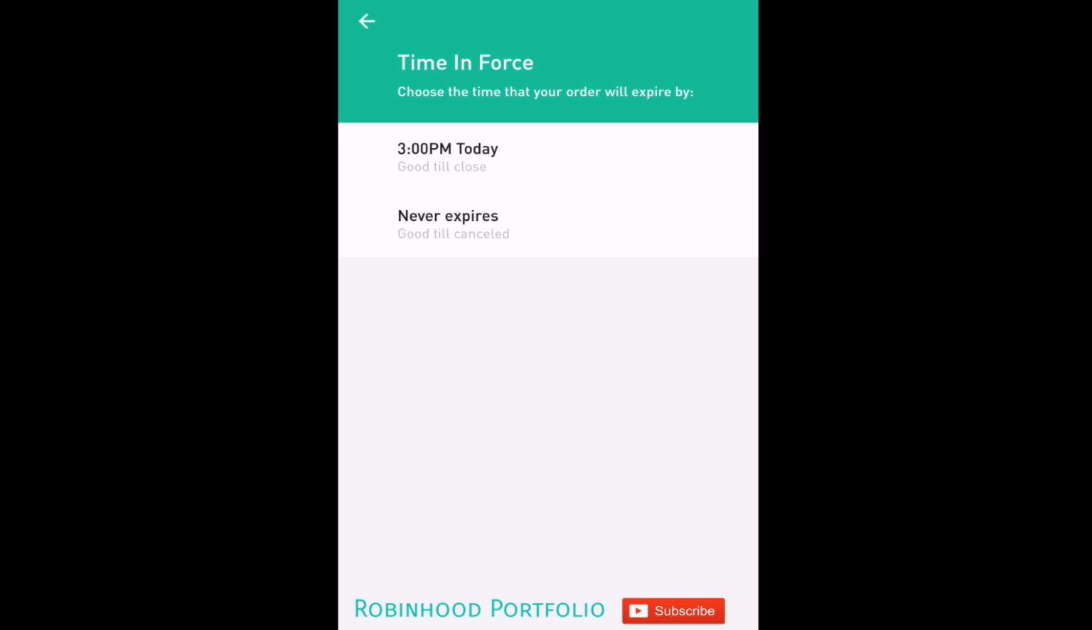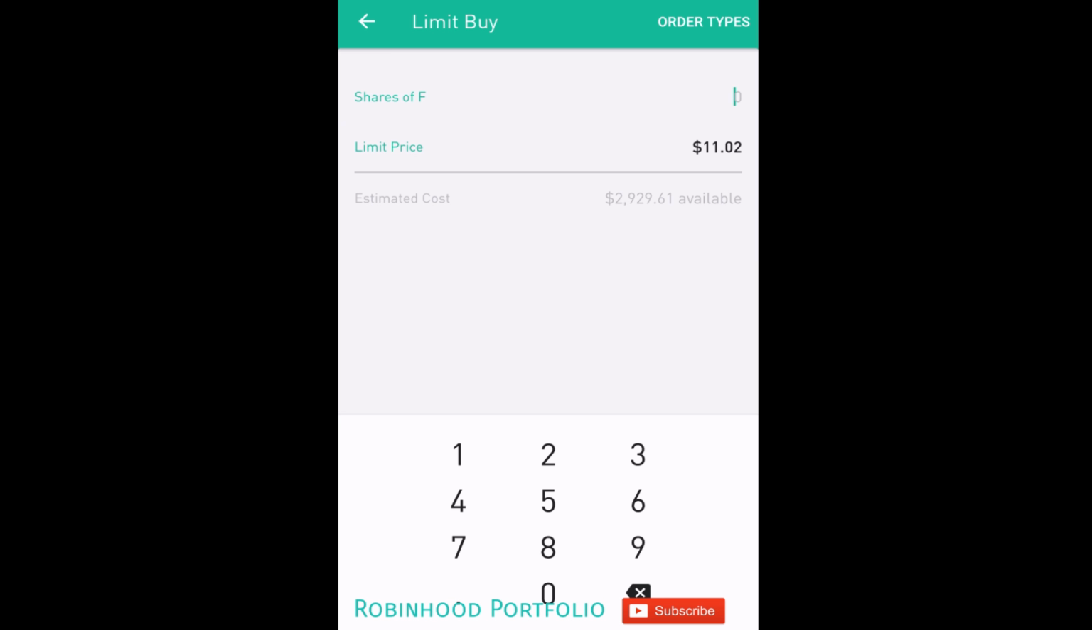Time in force, so you can put this in for 1 day or never expires. I always like to put them in for 1 day, so at the end of trading, all my orders that have not been fulfilled or executed are canceled. That way I don't have an order that I forgot about, and maybe a few days later it executes at a price that I did not want it to execute at. So I always put it at 3 p.m. That way at the end of the day, like I said, all orders are canceled. I never have any outstanding pending orders I have to follow up on or remember. Again, let's just do 5 shares. You can see the estimated cost, $55.10.